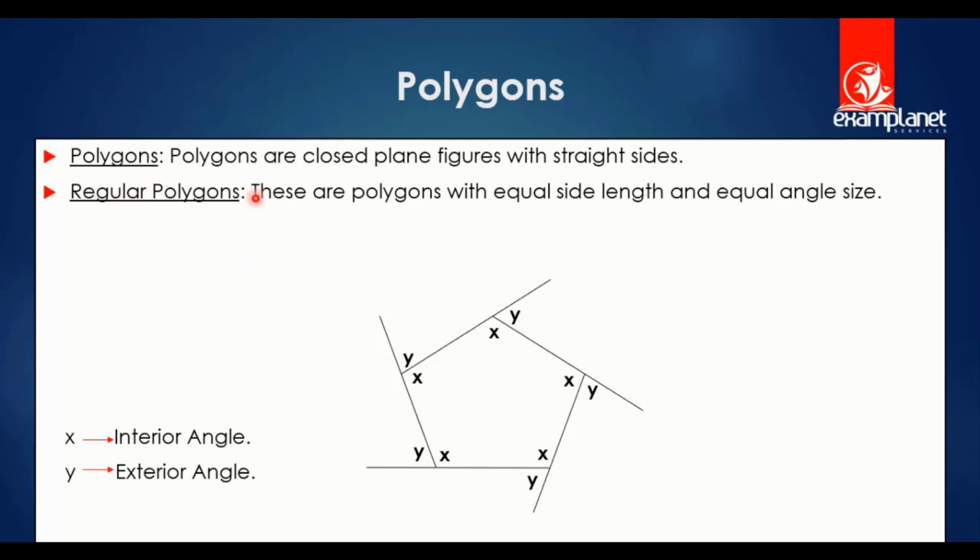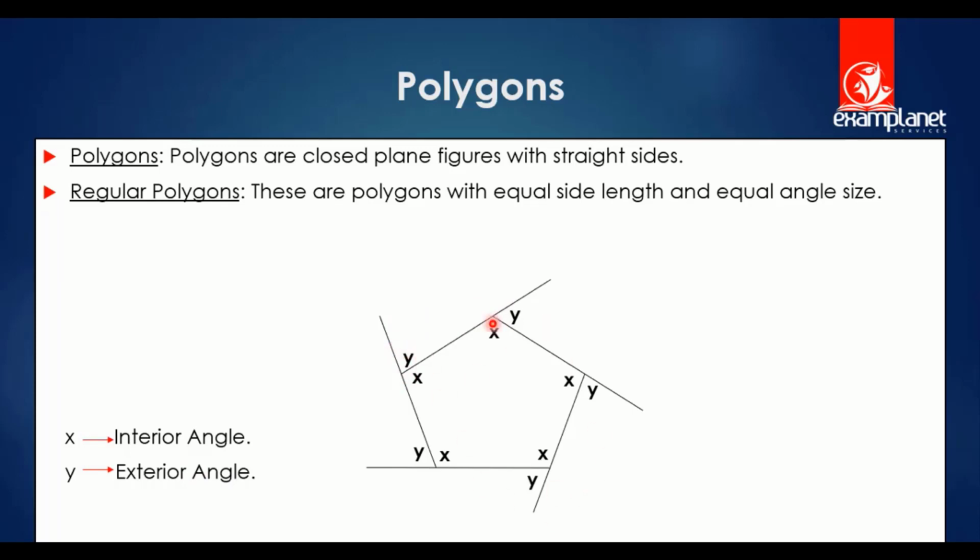Now what we call a regular polygon: these are polygons with equal side length and equal angle size. So in a regular polygon, all the sides are equal in length and all the angles are equal in size. As you can see here, we have these angles all equal, x, x, x, x, x. If all the angles are equal, then definitely all the sides must be equal in length, or if all the sides are equal in length, then all the angles must be equal in size. So we have what we call a regular polygon. The x is called the interior angle, while the y is the exterior angle. As you can see, this is interior, this is exterior.